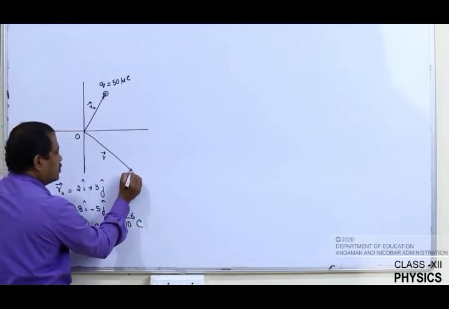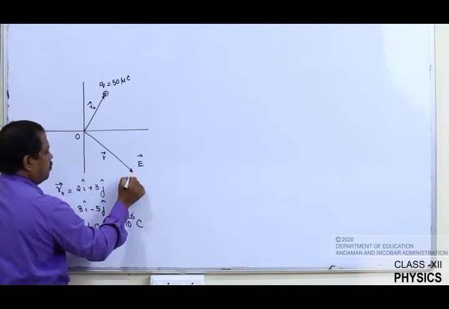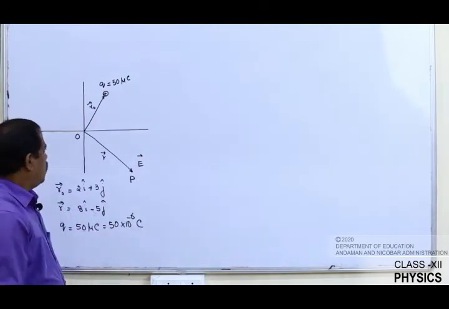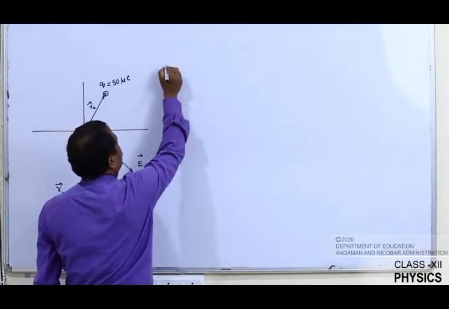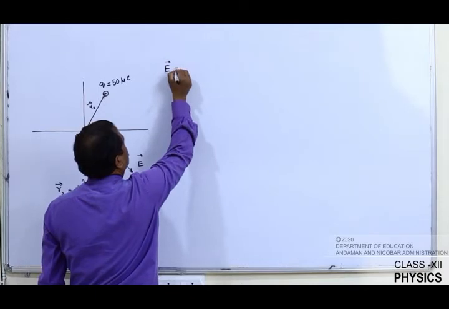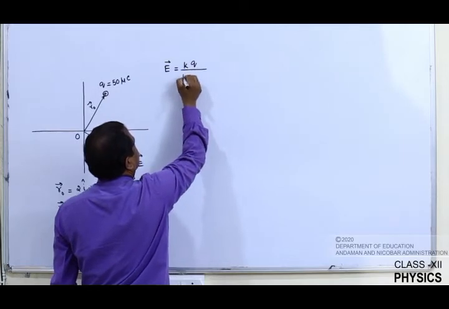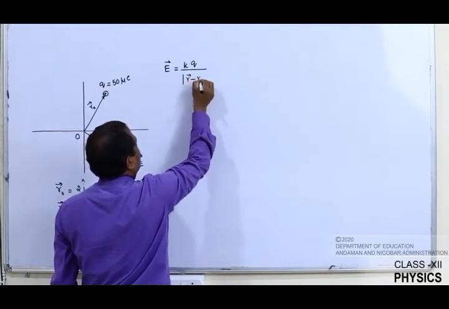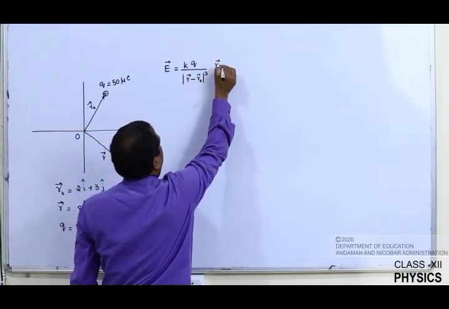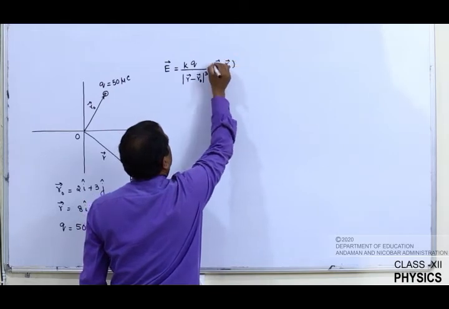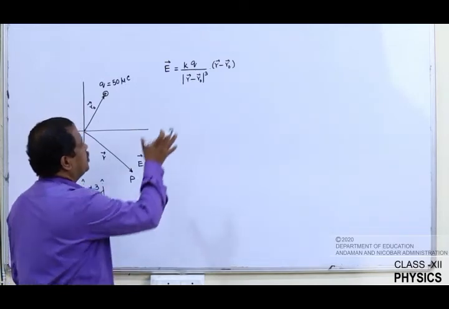I want to calculate what is the electric field at this point, say point P for us. Now to calculate the electric field, we know the expression of electric field in terms of position vectors. You have already studied this. This will be K into the charge divided by the magnitude of vector R minus R naught whole cube, into vector R minus R naught. This is the expression. To calculate the electric field, I need to simply substitute the values.